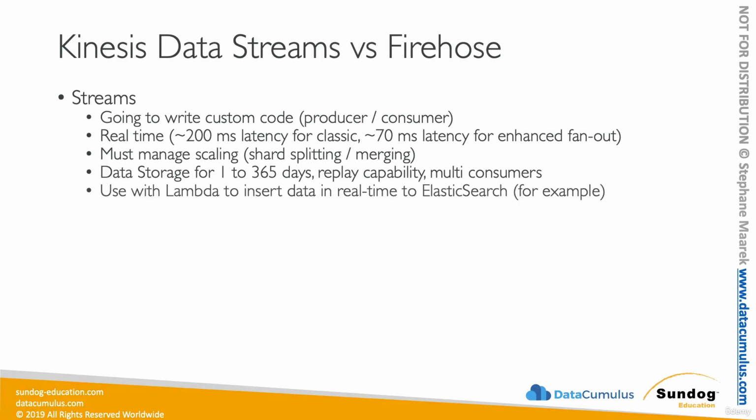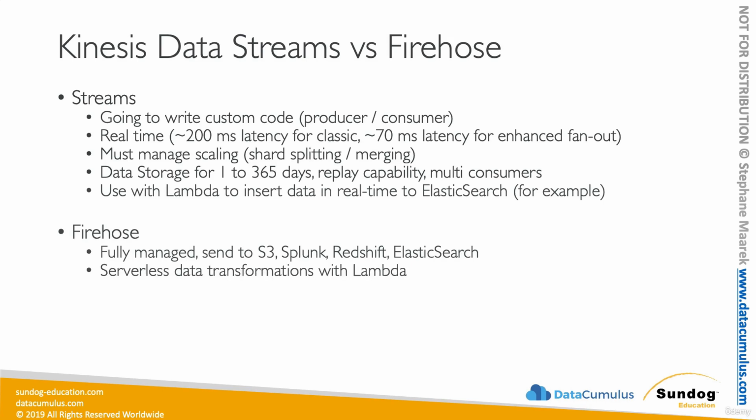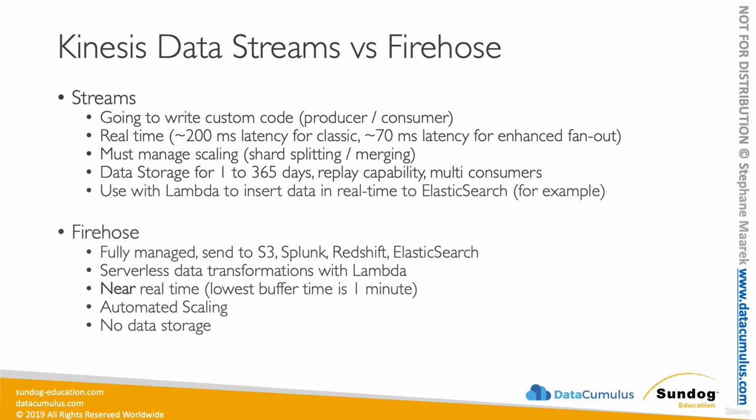You can also use this with Lambda to insert data in real time into Elasticsearch, for example. Firehose, on the other hand, is going to be fully managed, auto-scaling. It will send data to S3, Splunk, Redshift, and Elasticsearch for you. And it has some serverless data transformation it can do with AWS Lambda. And it's near real time. The lowest buffer time, as I said, is 1 minute. It's automated scaling, and there is no data storage. So Firehose does not replay data or stuff like this.